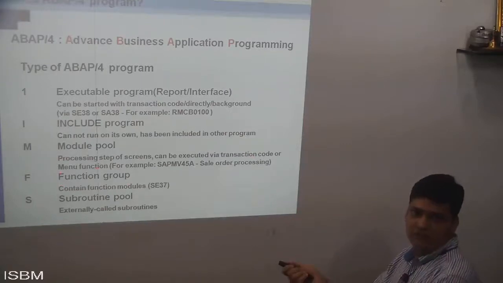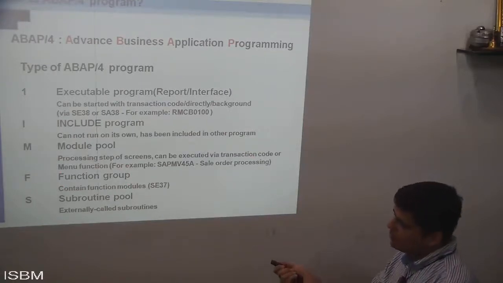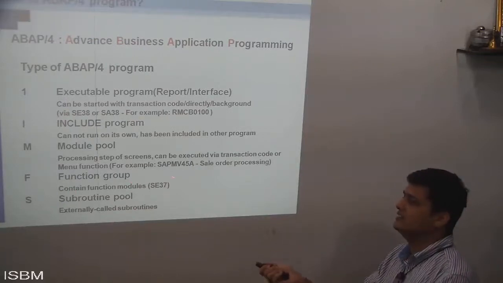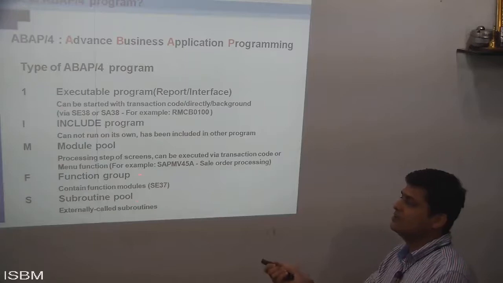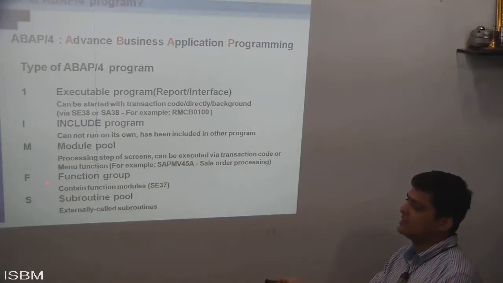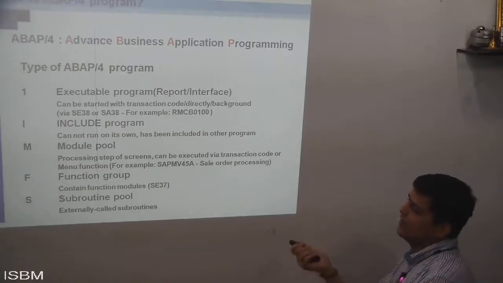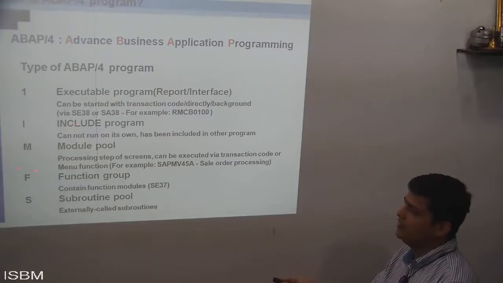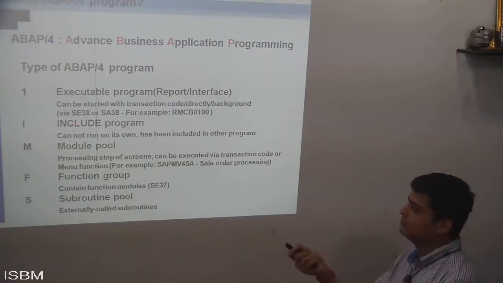Then we have a function group. A function group basically contains function modules, which is related to SE37. Then we have a subroutine pool, externally called subroutines, which is an external subroutine call, type S. These are the program types which we are using: one for executable, I for include, M for module pool, F for function group, S for subroutine pool.